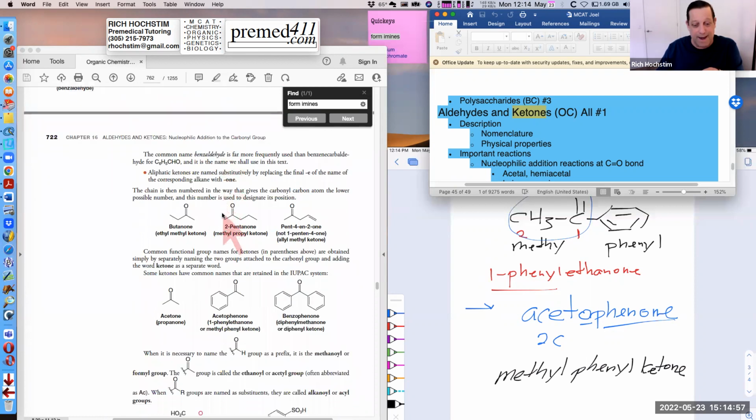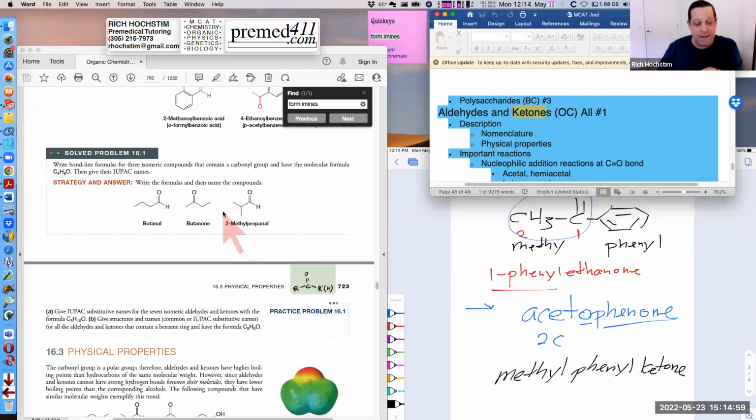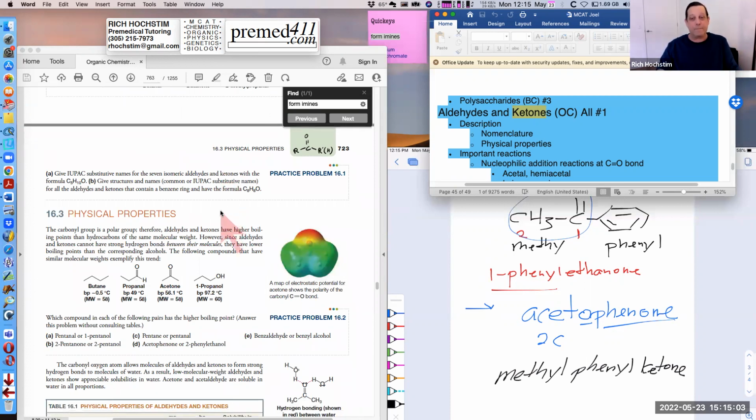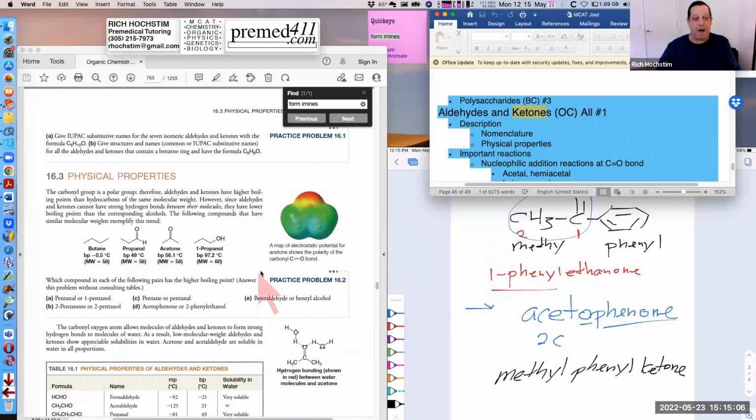Okay. And now what we're going to take a look at is the physical properties. Now, here's the idea behind this. These are all approximately the same molecular weight. They all have 4 carbons, including oxygen and carbon, they have 4 large atoms. And so they're all going to be about 60 as their molecular mass. And we're going to be looking at their boiling point.